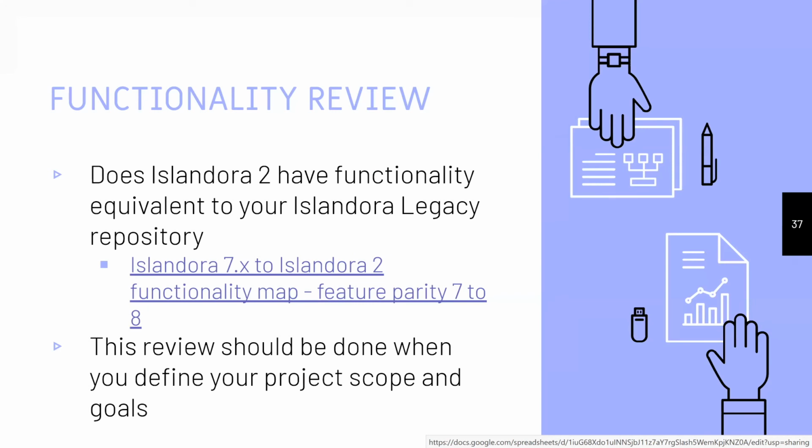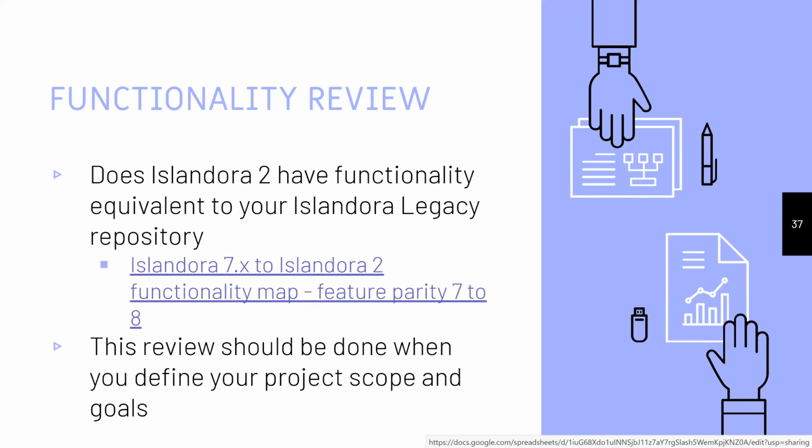So one of the first things to do in planning a migration from Islandora legacy to Islandora 2 is the functionality review. And this is something that I think a lot of people who are doing the planning of migration right now are grappling with. And that is, does Islandora 2 have the functionality equivalent to what Islandora legacy had, if you were using it? If you're not using certain functionality, the lack of it in Islandora 2 is not going to be a showstopper at the moment. But if you were using something in Islandora legacy, Islandora 7.x, that is not yet in Islandora 2, or will not be in Islandora 2, then you need to know about that and plan for it.